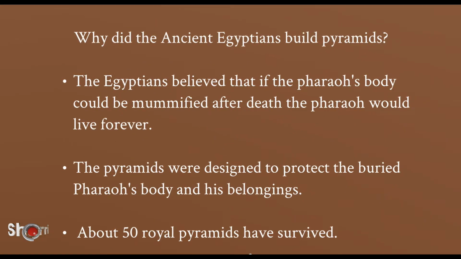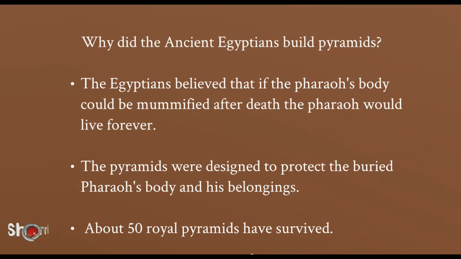Why did the ancient Egyptians build pyramids? The ancient Egyptians believed that if the pharaoh's body could be mummified after death, the pharaoh would live forever. The pyramids were designed to protect the buried pharaoh's body and his belongings. About 50 royal pyramids have survived.